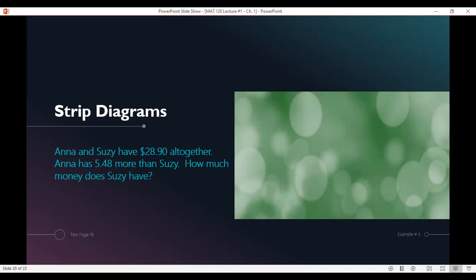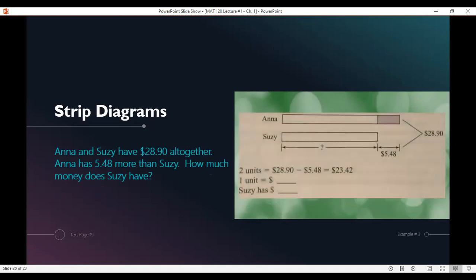So if you look at this and you think about it, we'll draw a sideways rectangle. We're going to cut it into two parts, make the whole rectangle $28.90, make a small part of it $5.48. And then we're going to draw another rectangle directly under it to represent the Susie part. So we know that Anna and Susie are not equal. We know that they don't have the same. And I know that because $5 is less than half of this.